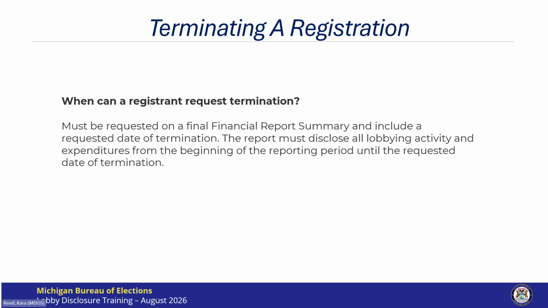The final process we will review is how to terminate a registration. A final financial report is required to complete this request. You will either submit a summer financial report or a winter financial report, depending on your termination date. A report is not able to be accepted prior to the termination date. This way, the final filing summary captures all the lobbying that was done up to the termination date. This is what terminating a registration looks like in MiTN.